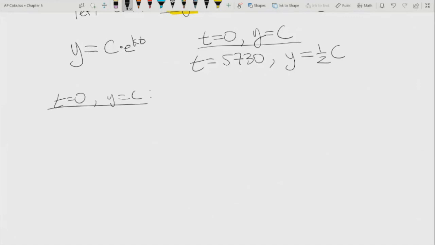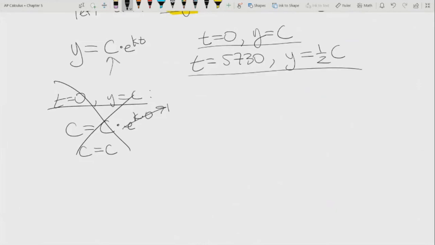If we plug those in, we say c equals c times e to the k times 0. That turns into 1. Well, c equals c, duh, right? So we don't even have to do this step. We already know that c is c. We're not going to change that at all. So really, we can just jump to using this information.